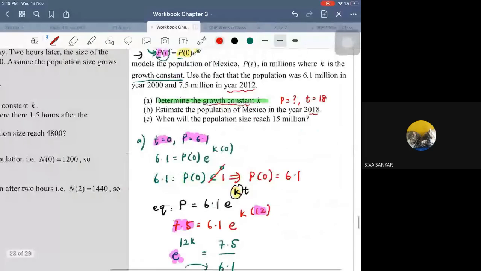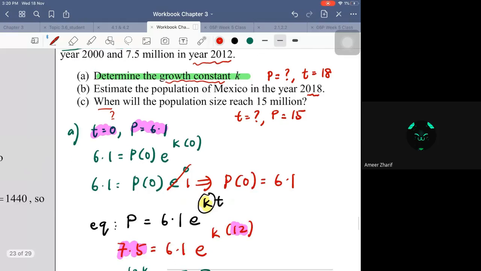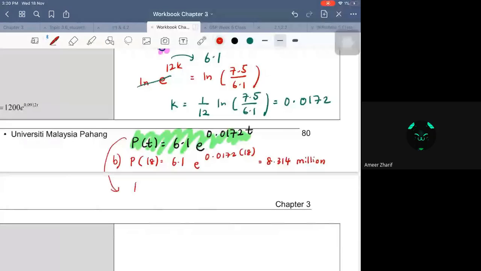Okay, C pula dia terbalik. So dia kata when, maknanya dia tanya bila. Apa dia nilai T bila population tu sama dengan berapa? What is the P value? 15 million. Betul. So you tak payahlah ambil million, you ambil 15 saja. So dia tanya what is going to be the value of T bila P adalah sama dengan 15. Maknanya you pakai equation ni juga. Tapi sekarang P ni adalah 15 is going to equal 6.1 exponential of 0.0172T. Sekarang you kena cari T sama dengan berapa.